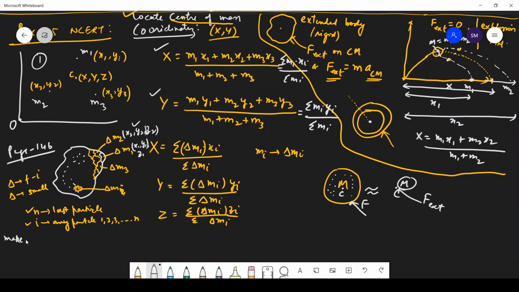So I need to make n bigger and bigger. How much bigger? It means n approaches infinity. Approaches means keep on moving towards bigger and bigger. So there are two ways of writing the same thing: one is make n bigger and bigger, and the second is n approaches infinity. That is the same thing. So students, whenever there is any mathematical notation, you must know how to write it.